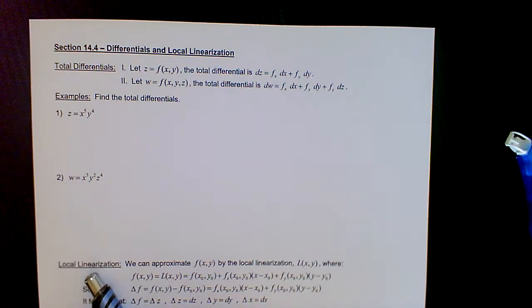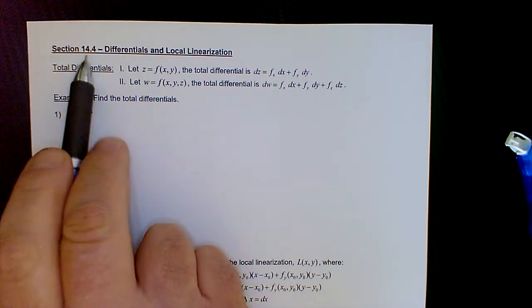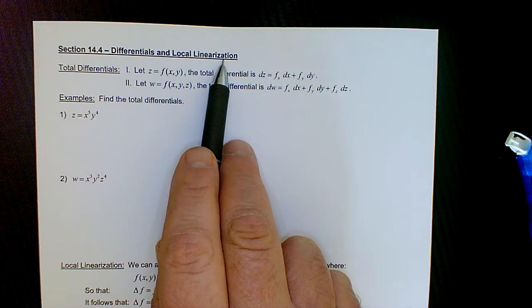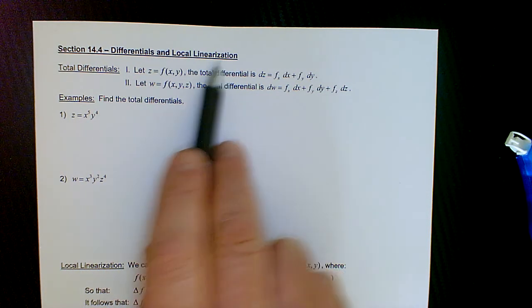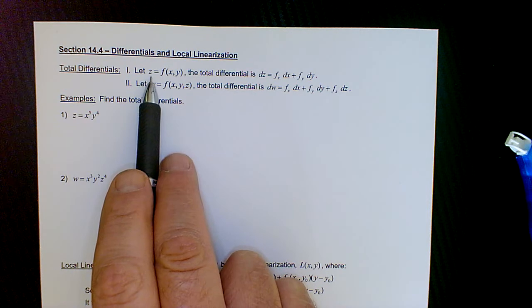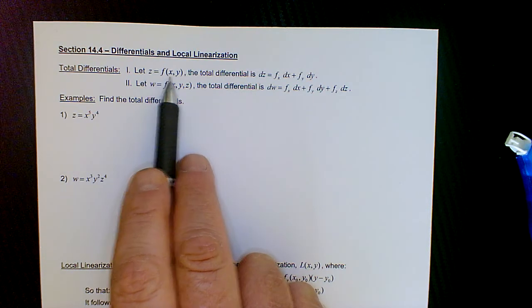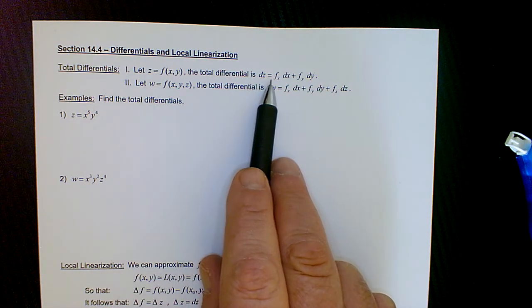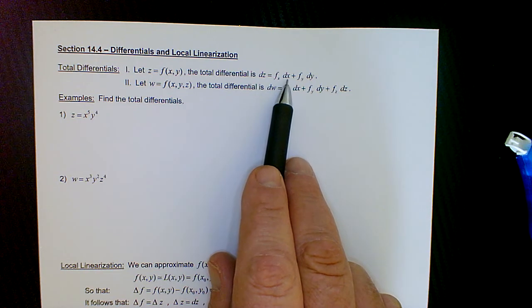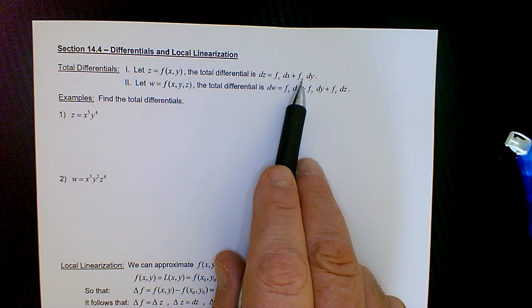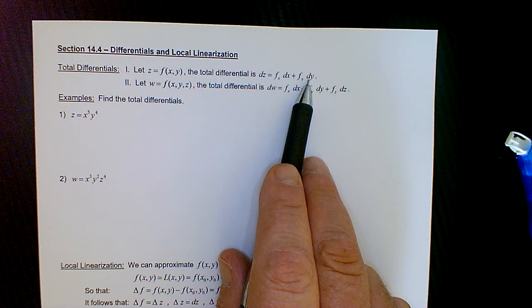Hello everyone. So today we're going to look at section 14.4, differentials and local linearization. We first define what we call total differentials. So if you have a function z of two variables, x and y, the differential dz is equal to the partial of f with respect to x times the differential dx plus the partial of f with respect to y times the differential dy.